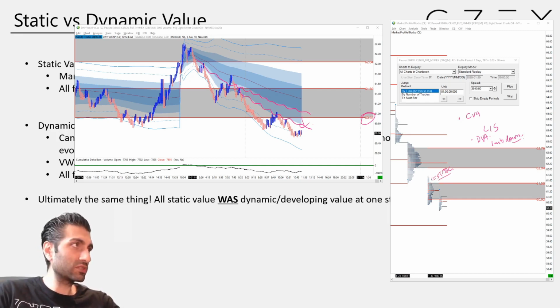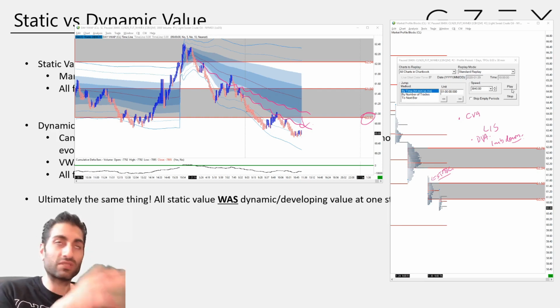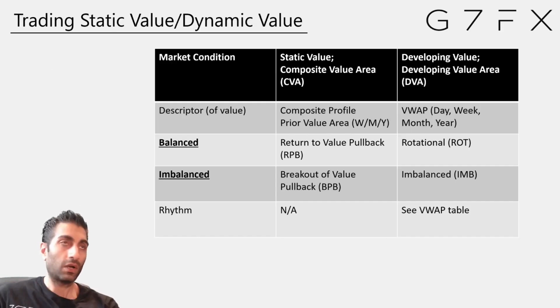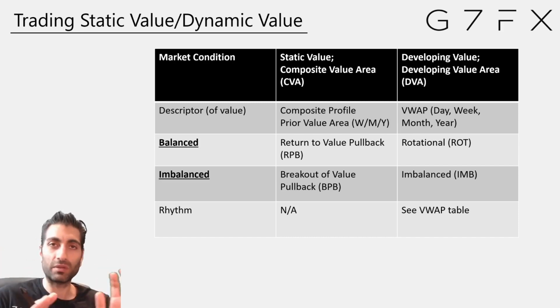All right, let's move on to the next section and continue our learning of static versus dynamic value. Okay, so on this slide, as you'll see, I've put a table together. You can print this out. This is really going to help you with your journaling, or you can just memorize it. To be honest, it's not complicated. It's just summarizing exactly what we've already discussed multiple times. I've just summarized it nicely for you so there's no confusion.